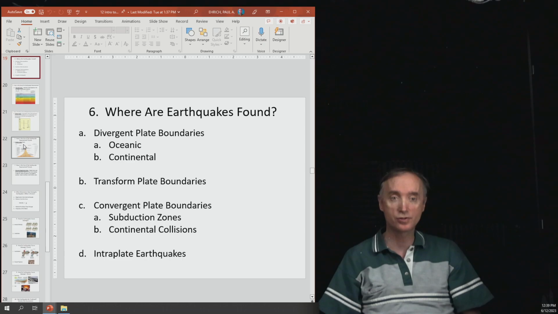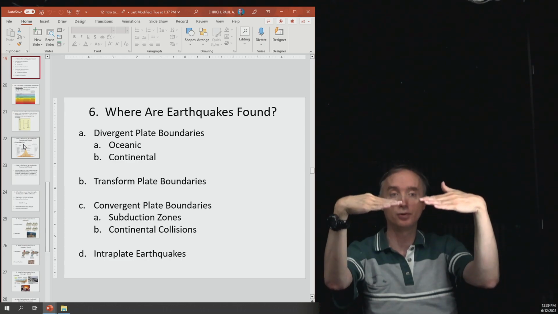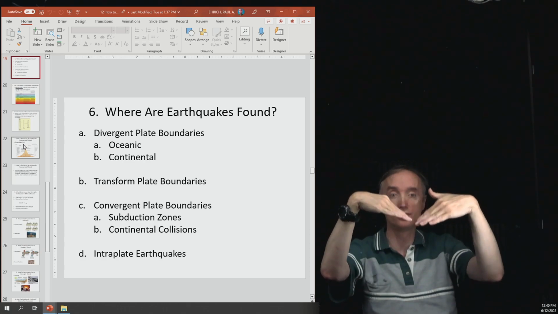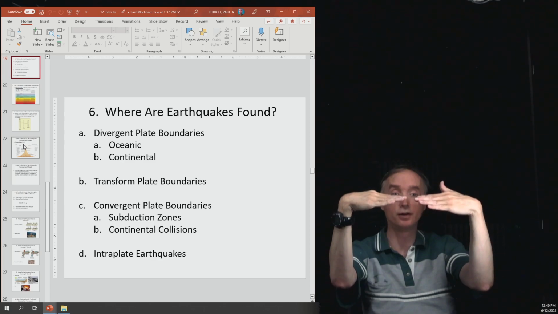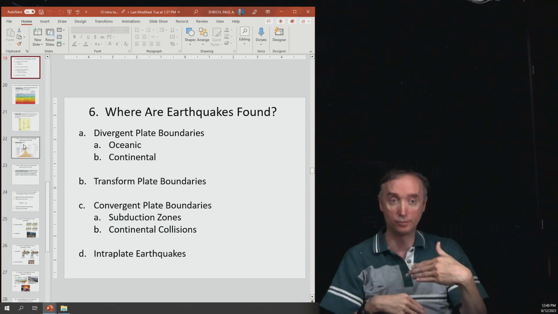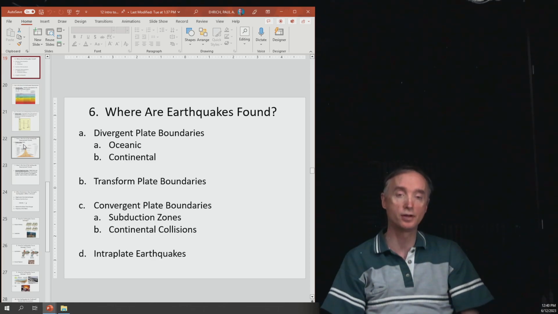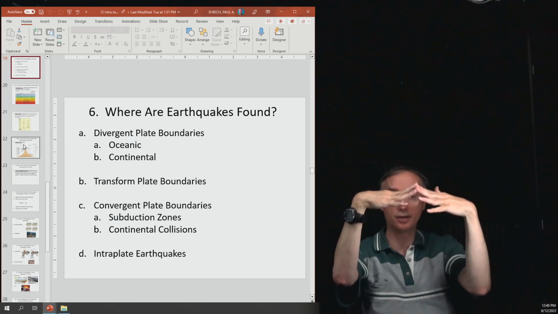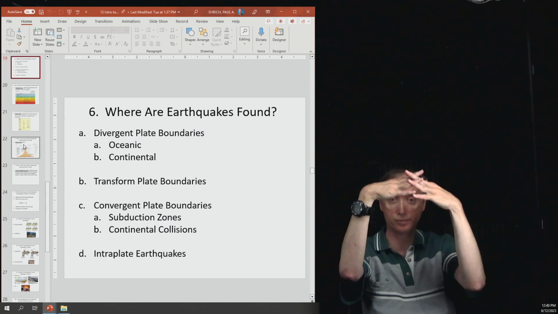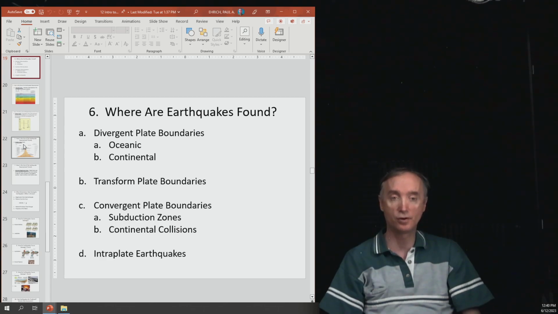So at subduction zones, this could be where an ocean plate is going underneath an ocean plate. It could be where an ocean plate is going underneath a continental plate. Both of those are examples of subduction zones. Okay, then you could also have whenever a plate hits a plate, and that forms mountain systems. So you can also have very severe earthquakes as a result of that.